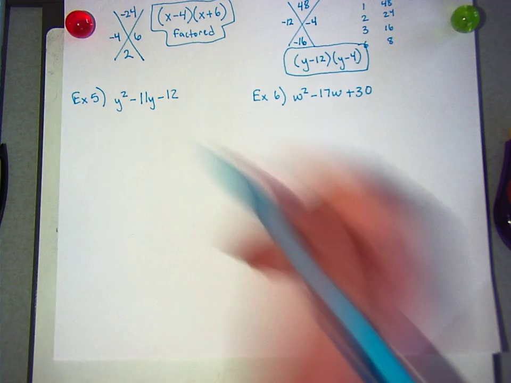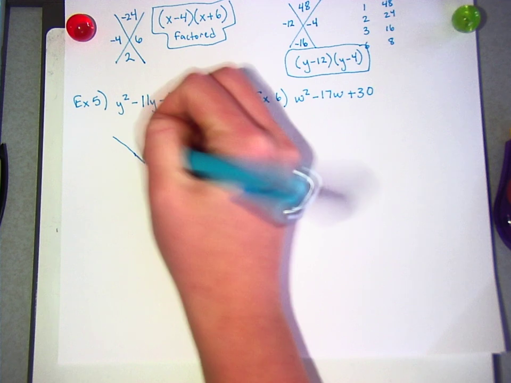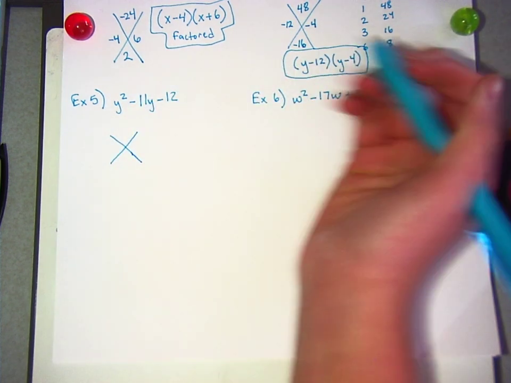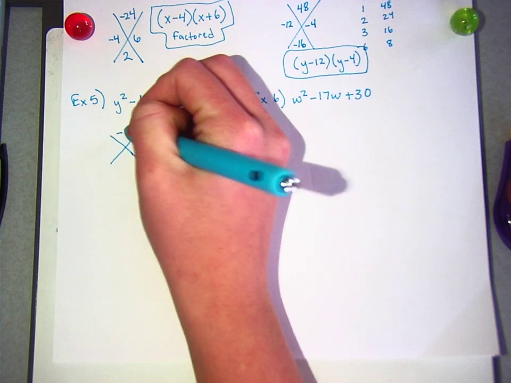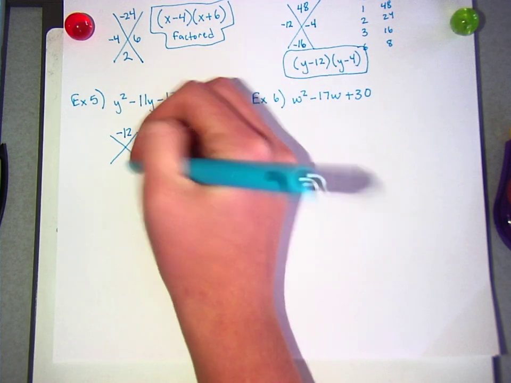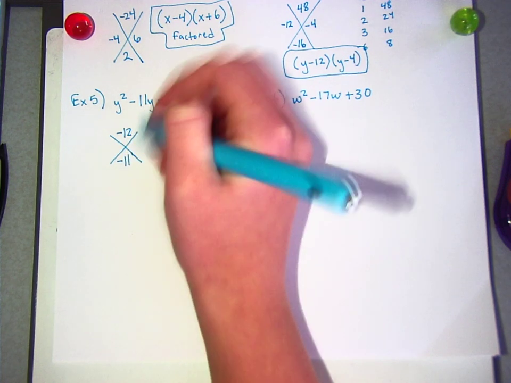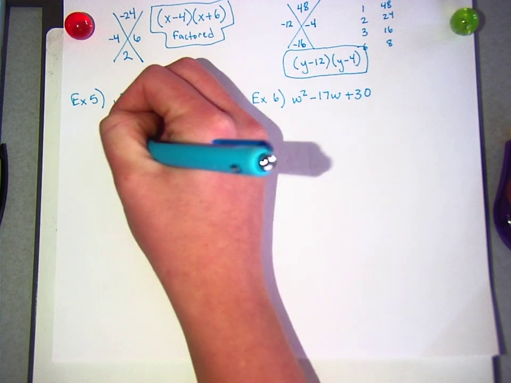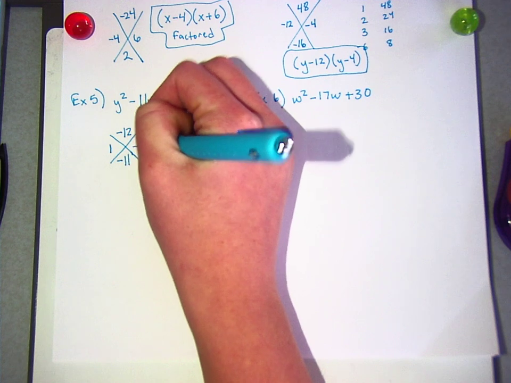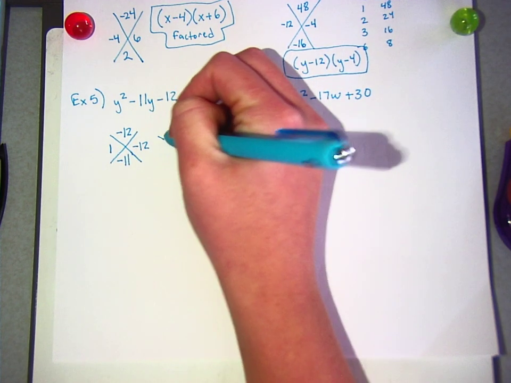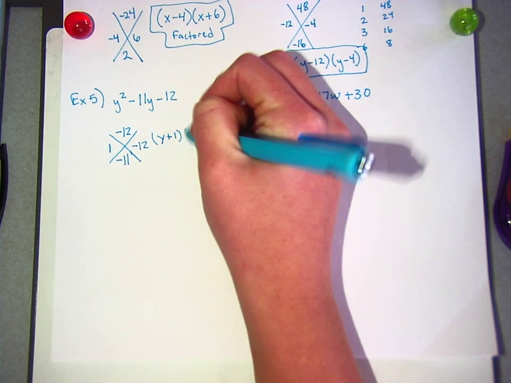Okay, so first, we make an X. And then since negative 12 doesn't have a variable, you put that on the top. And then with the negative 11, put it at the bottom. And then you figure out what goes into what, and then it's negative 12 and 1. And then the answer is y plus 1, and then y minus 12 in parentheses.